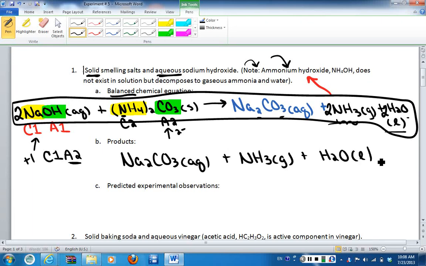Now, in terms of experimental observations, okay, if you look at your products, what you can see is that you're forming ammonia in the gaseous phase. And this is going to be a telltale sign of the fact that you have this compound present, because you will be able to smell the ammonia. So this is the experimental observation that you should expect to see with this particular reaction.